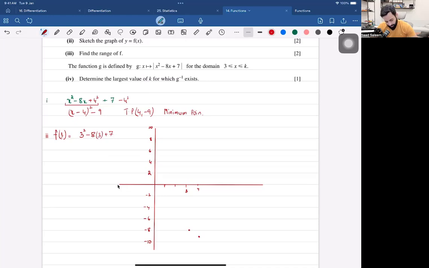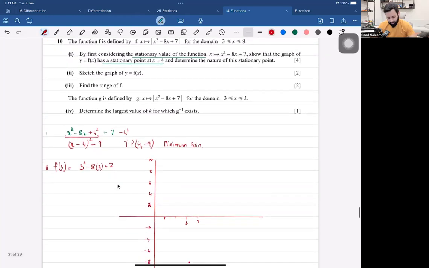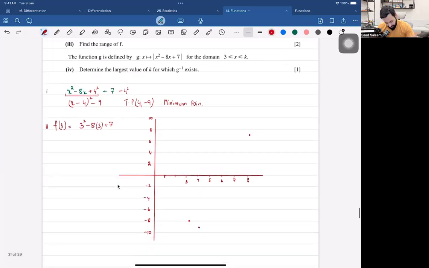Now, then let's plug in 8. So this is 5, 6, 7, 8. If I plug in 8, I think we're going to get 7 because 8 square minus 8 times 8 will cancel each other. Yep, that's correct. And we get 7, so somewhere over here. So this is what the graph looks like.